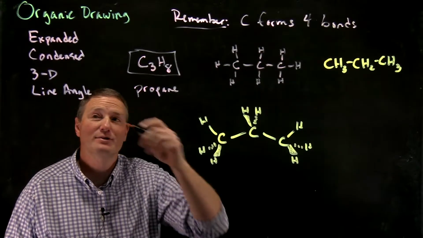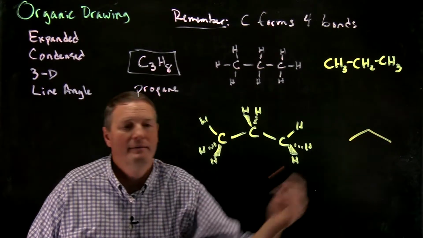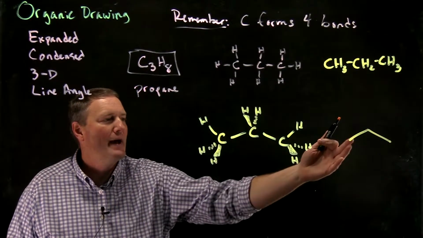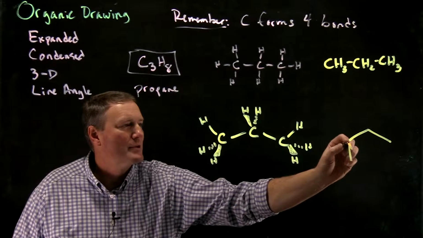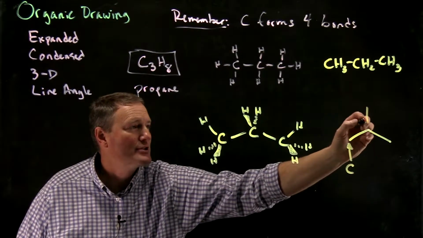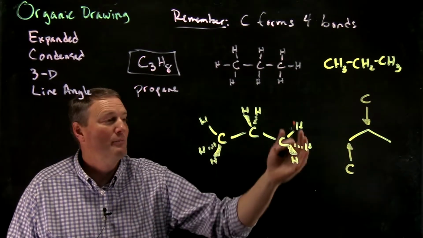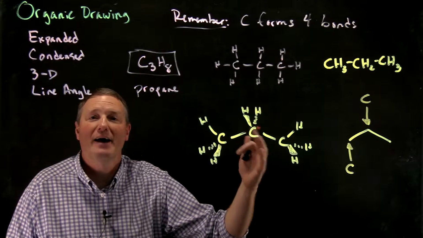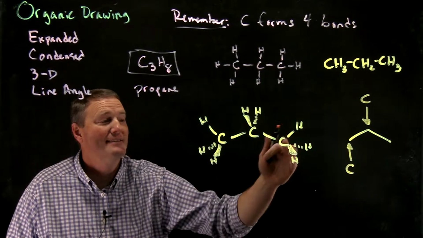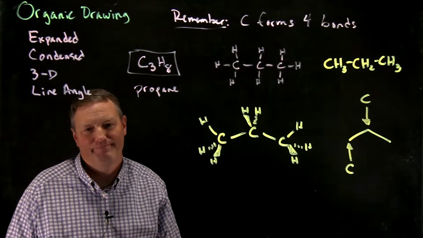Now how would I draw this using the line angle formula? Well, that's really easy. You just do that. When you draw the line angle, any end of a line is a carbon, and any change in direction of a line is a carbon. But again, because we're becoming good organic chemists, we now know that each of these carbons has its associated number of hydrogens, but we're just too lazy to actually show them.